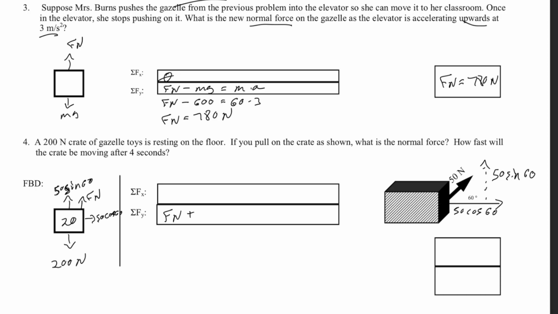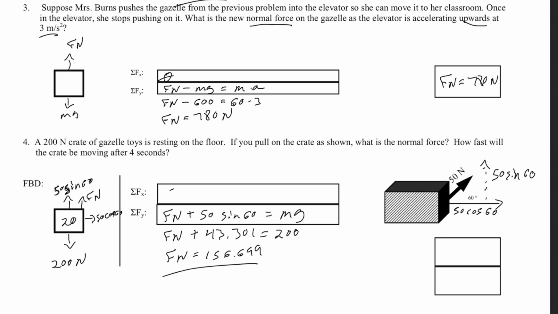Net force equations in the vertical: force normal plus 50 sine 60 is equal to the 200 Newton weight downwards, mg. So force normal, let's go ahead and resolve that. 50 sine 60, I get is 43.301. And mg is 200. Subtract the 43.301 to the other side. Do a little mental math, 156.699. That solves for my force normal.